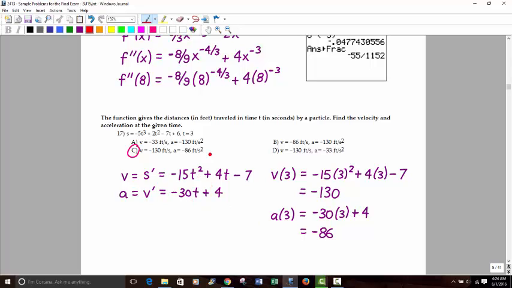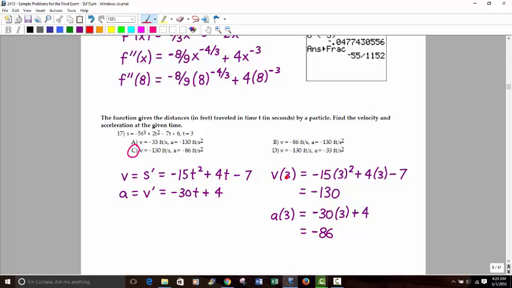So let's check my derivatives here. Negative 5t cubed would be negative 15t squared. 2t squared would be 4t. Negative 7t would be negative 7. Then the next derivative: the derivative of negative 15t squared would be negative 30t. The derivative of 4t would be 4.